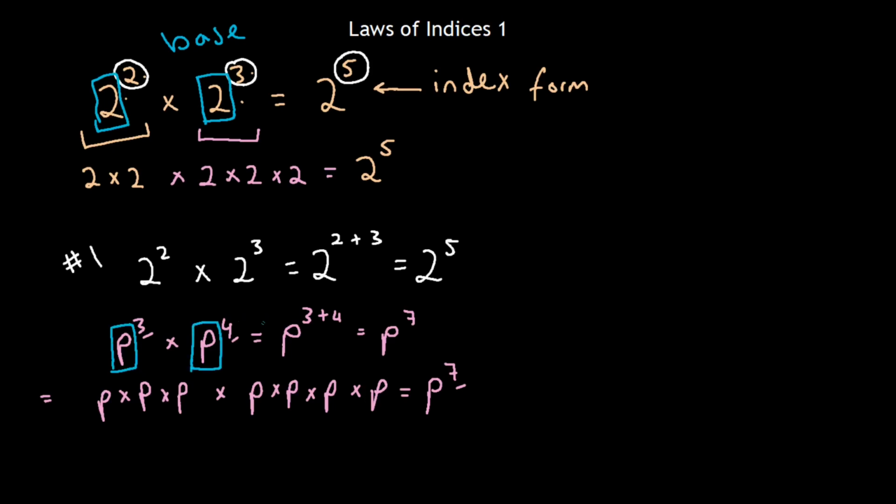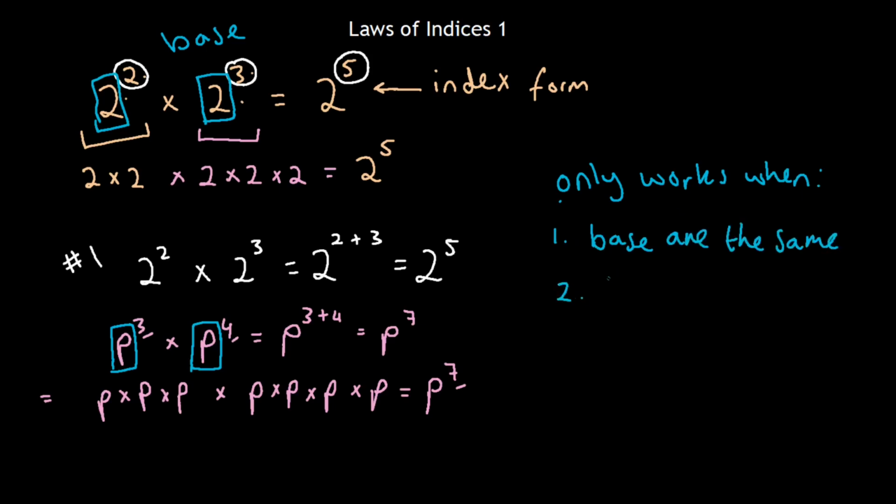This rule, the addition rule, only works when we are multiplying, not when we are adding. There are 2 conditions actually. It only works when, one, the bases are the same, and two, when we are multiplying the bases. So it only works if the bases are the same and we are multiplying.